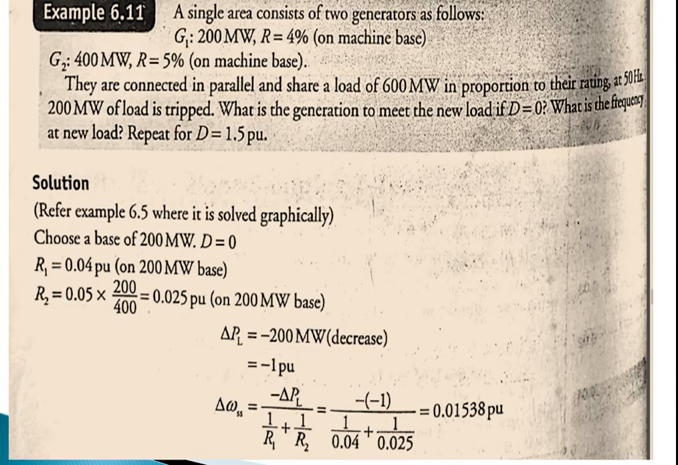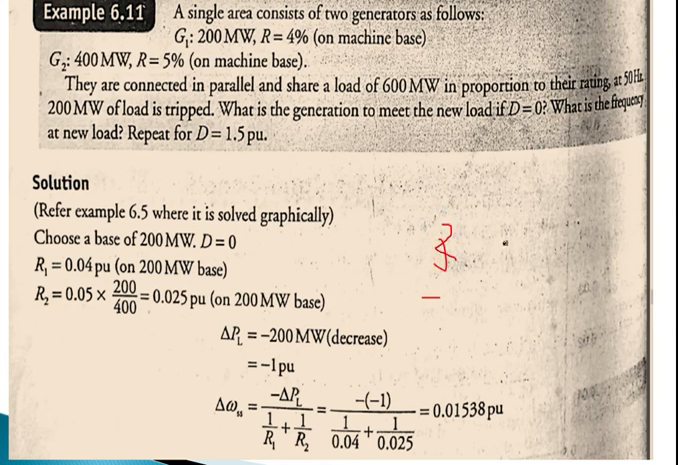They are connected in parallel and share a load of 600 megawatt in proportion to their rating at 50 Hz. 200 megawatt of load trips. What is the generation to meet the new load if D equal to 0, and what is the new frequency? Repeat the same problem if D equal to 1.5. So convert all the values into regulating characteristics. Base is 200.